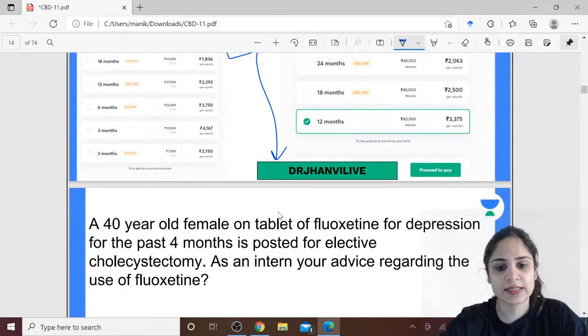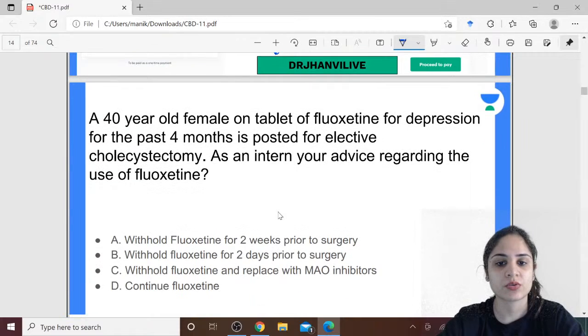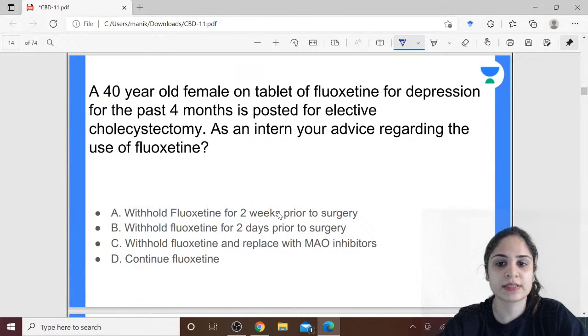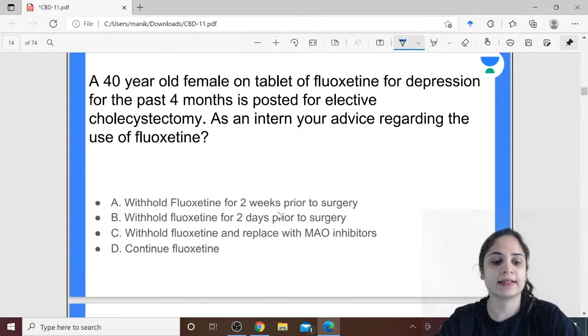Alright, so with that, let's begin with our first question for today. A 40-year-old female on tablet fluoxetine for depression for the past 4 months is posted for elective cholecystectomy. As an intern, what is your advice regarding the use of fluoxetine? A. Withhold fluoxetine for 2 weeks prior to surgery. B. Withhold fluoxetine for 2 days prior to surgery. C. Withhold fluoxetine and replace with MAO inhibitors. Or D. Continue fluoxetine.